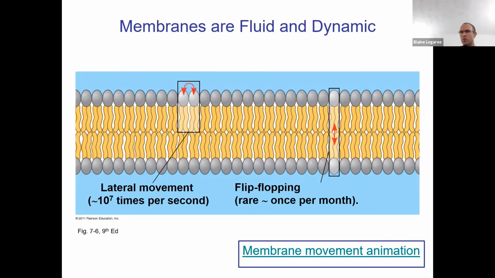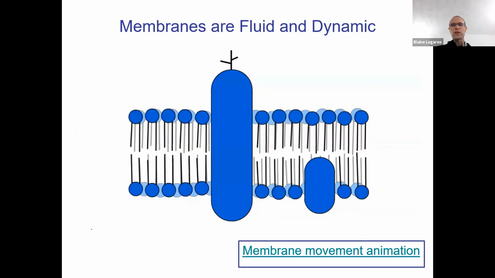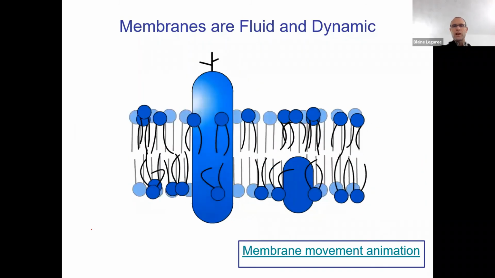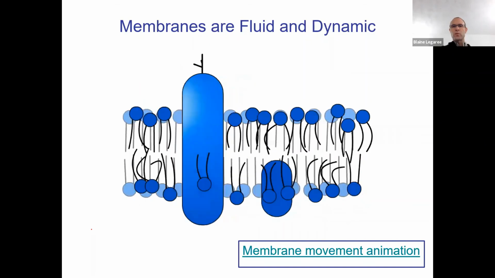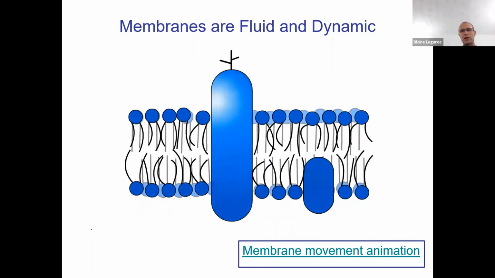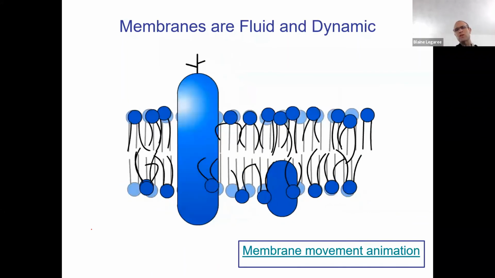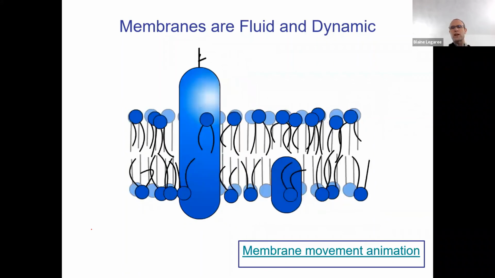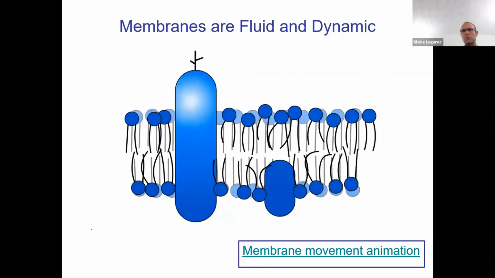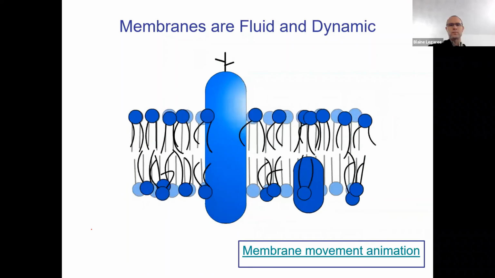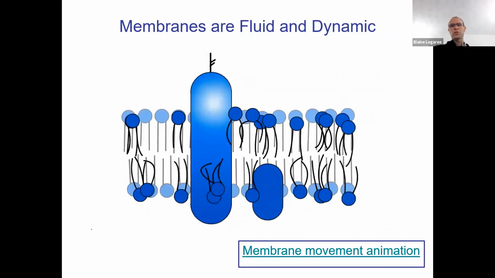They don't flip-flop though. Flip-flopping means going from one side of the bilayer to the other, because of course that would involve bringing a polar molecule through a hydrophobic zone, and that doesn't really happen. I've got a little video here. Here it goes. You can see our little phospholipids moving back and forth and then moving laterally. You can also see the embedded proteins moving back and forth laterally. They can also twist a little bit too, right? It's not really hard to show in that video, but they can actually twist back and forth as well. So that's the fluid part of the fluid mosaic model.